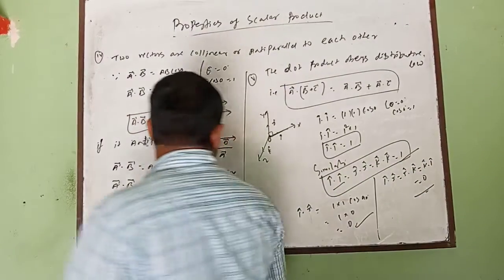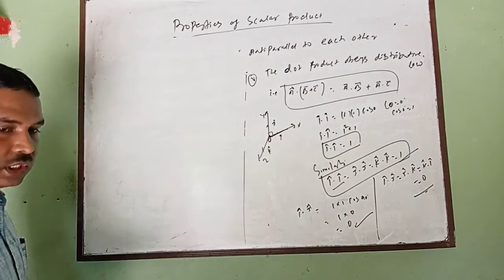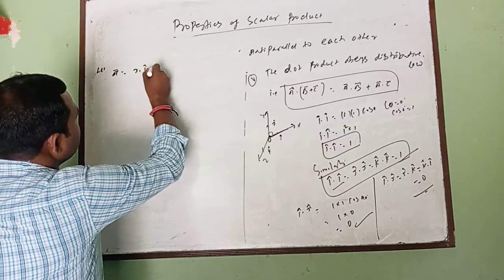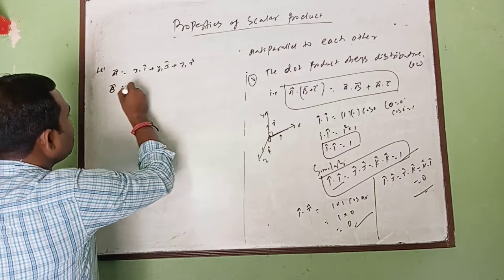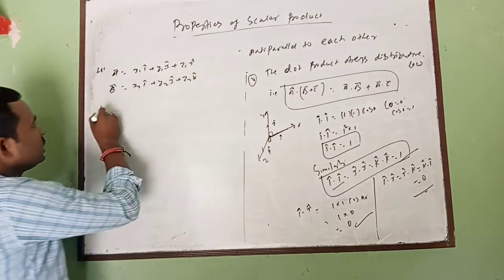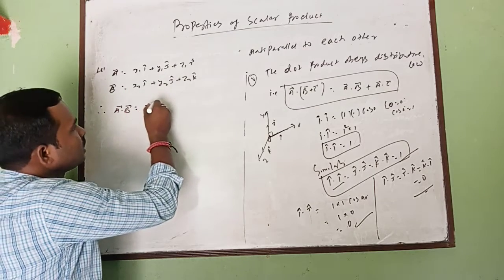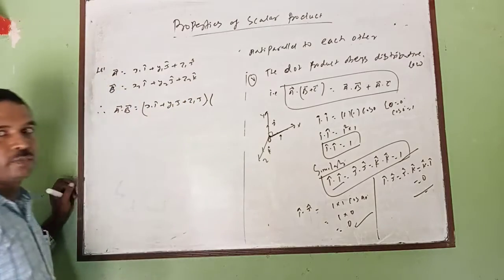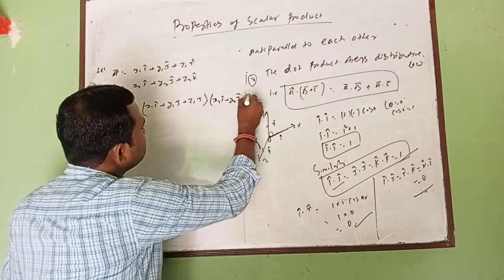Suppose I take one example related to that. Suppose we have two vectors. Let vector A is equal to x1 i plus y1 j plus z1 k, and vector B is equal to x2 i plus y2 j plus z2 k. Therefore, for the dot product, you will write a dot b is equal to x1 i plus y1 j plus z1 k, dot, x2 i plus y2 j plus z2 k.